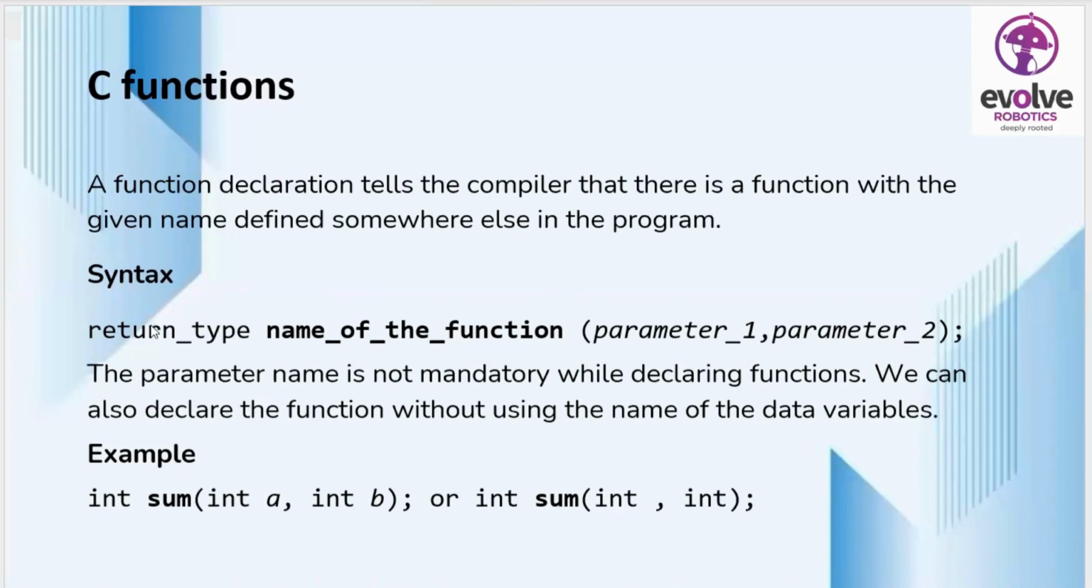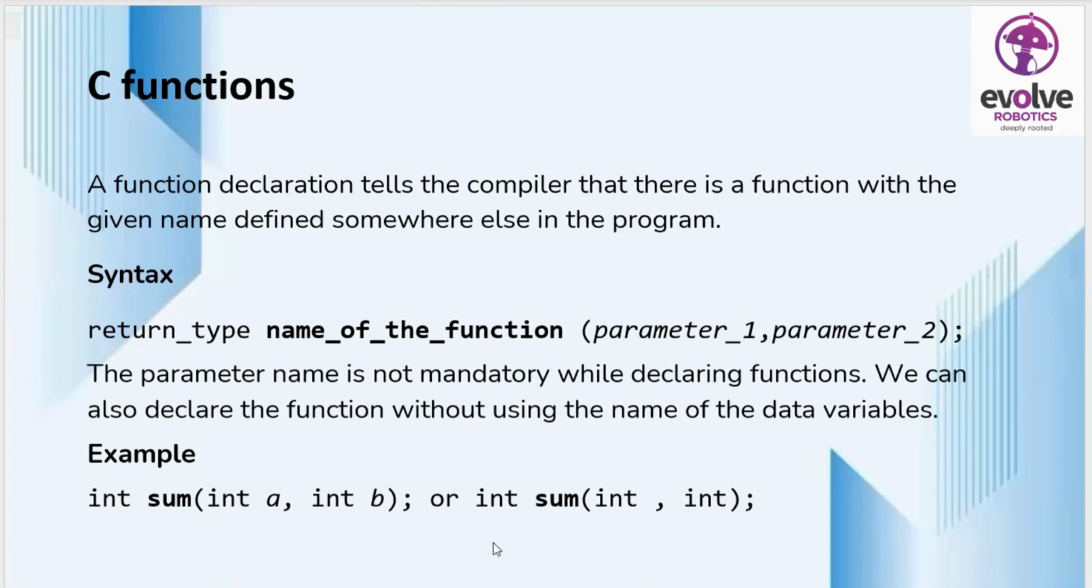So here we can see the syntax: return type, name of the function, and parameters. Inside the brackets, there is parameter 1 and parameter 2. The parameter name is not mandatory while declaring functions. We can also declare a function without using the name of data variables. For example, here we can see int is the return type, sum is the name of function, and inside the brackets there is parameter 1 and parameter 2.